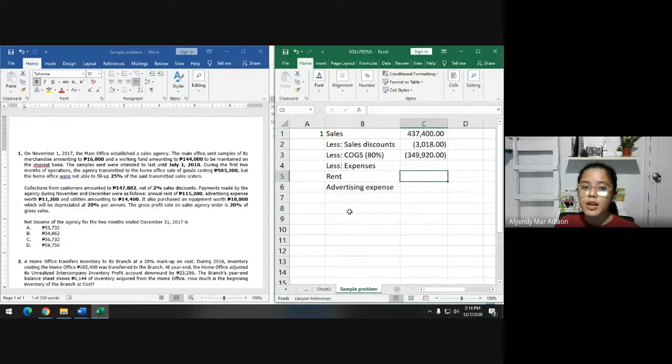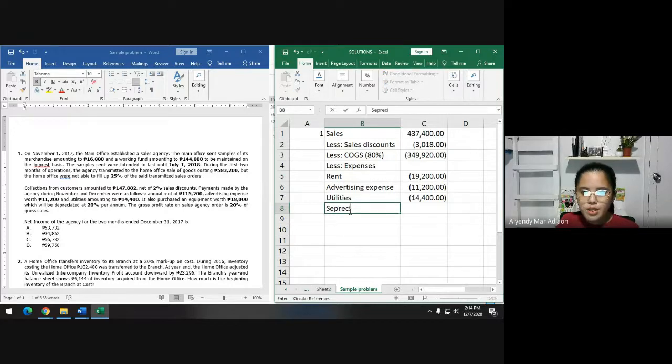So we get the proportion of 2 months. So that would be 115,200 times 2 over 12. So you will get 19,200. Next, for the advertising, that is 11,200. And utilities, that is 14,400. Now, it also purchased an equipment worth 18,000, which will be depreciated at 20% per annum. So we also have to record depreciation.